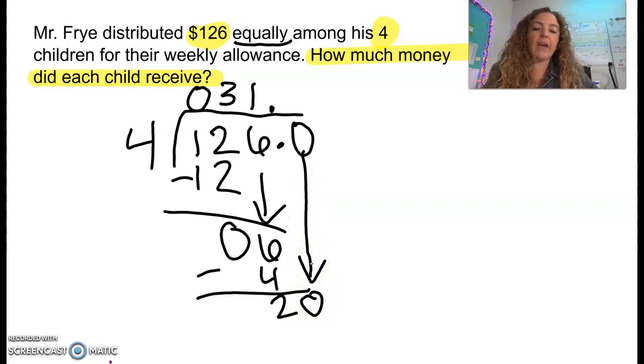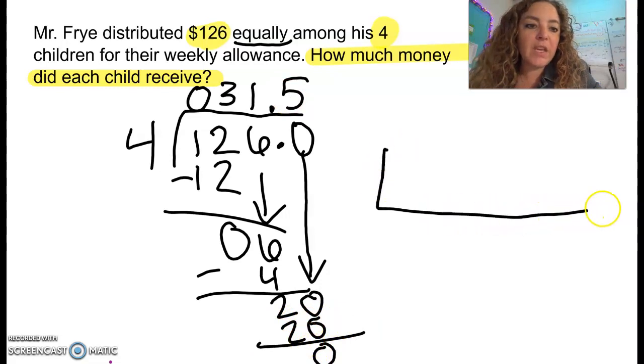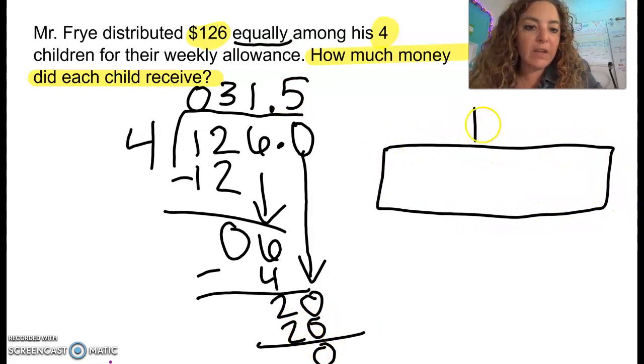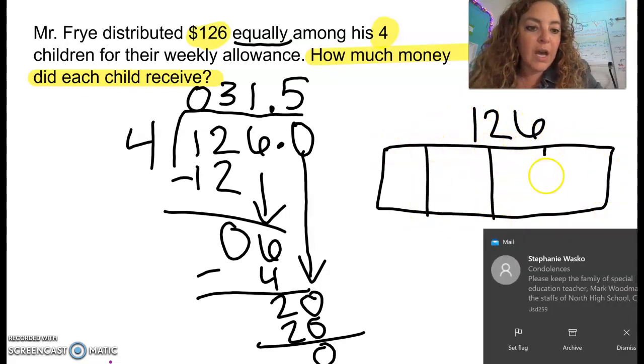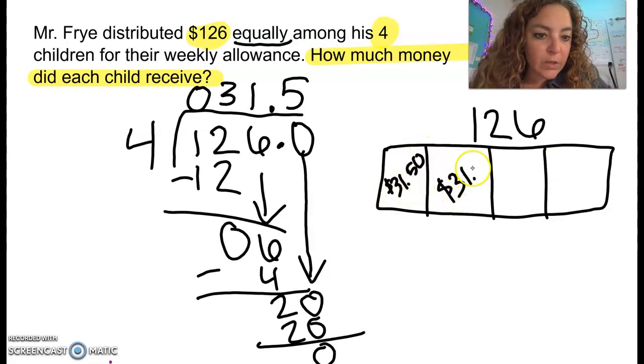And if I know my basic facts, 4 goes into 20, right? 4, 8, 12, 16, 20. It goes in 5 times. So 5, I get 20, and I get a 0 here. So now if we go back and we think about our model from before, if we had 126 and we divided it up into our fourths, what we would learn is that each child got $31.50. So each one of these pieces was worth $31.50. Okay?